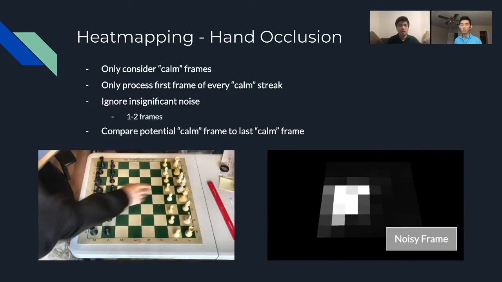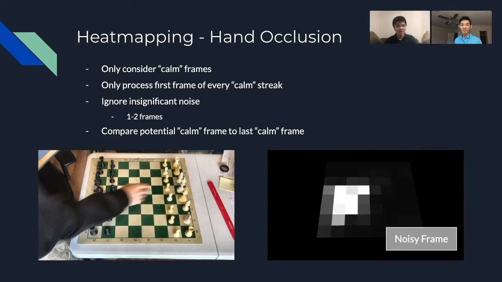So heat mapping also tackles the problem of hand occlusion. When someone's hand enters the image, as shown in the images below, the heat map suddenly becomes very, very noisy. And it is very easy to detect that this is not a piece move. This is not one piece moving from one square to the other. This is something else. We don't want to process these frames. So we only consider the calm frames. Now with these calm frames, we have something that we like to call calm streaks or calm intervals.